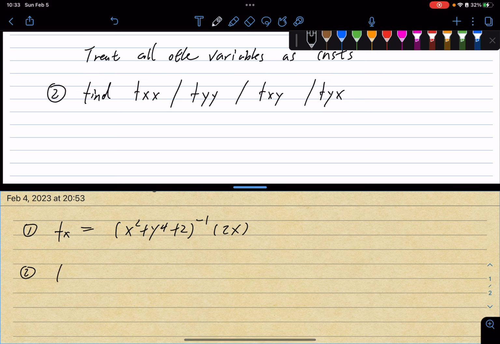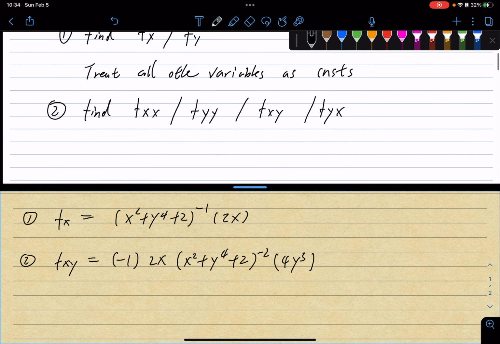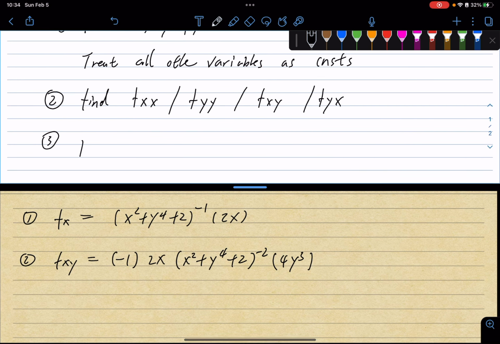second-level derivatives, right? So f_xy is just going to be negative 1, 2x, and then that's your power rule again, (x squared plus y to the 4th plus 2) to the negative 2, right? And then you have your chain rule this time with respect to y, so that's 4y cubed, and that's your f_xy. Then you can go ahead and evaluate at the point given right here. So plug in, evaluate.